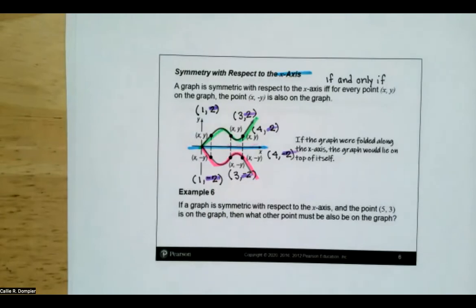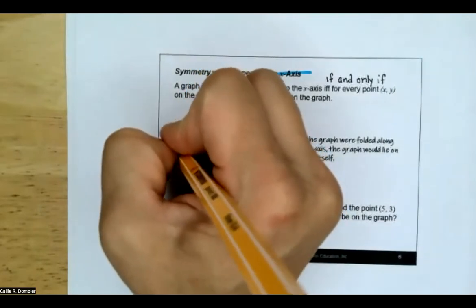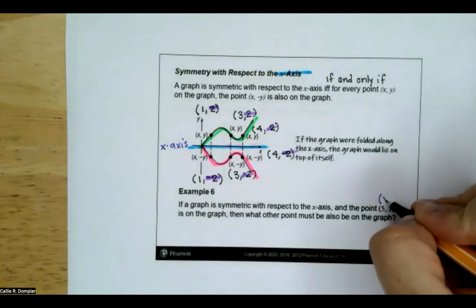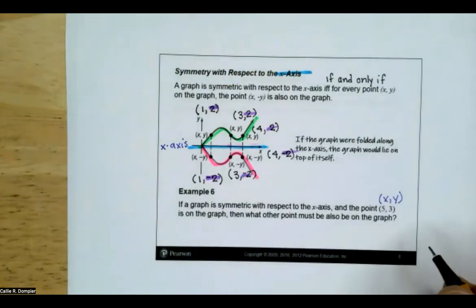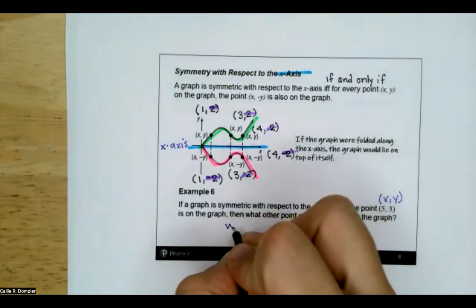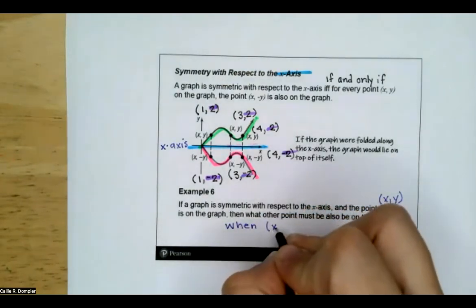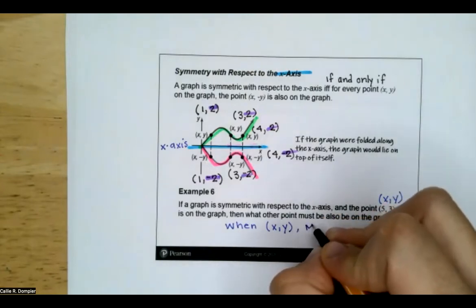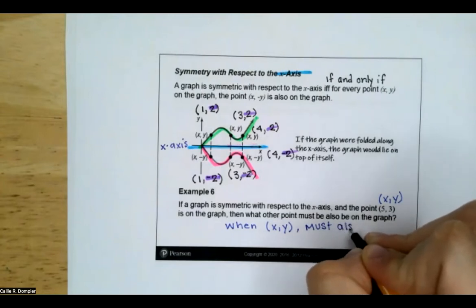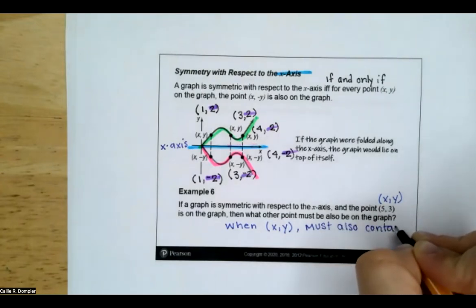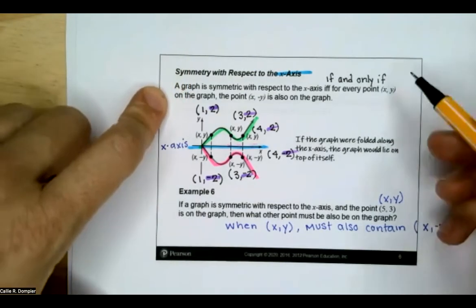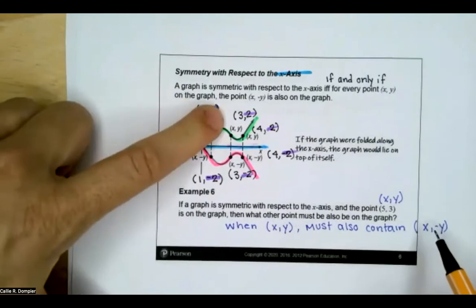Down at the bottom, it says, if a graph is symmetric with respect to the x-axis, because obviously this is the x-axis, and the point 5, 3 is on the graph, what other point must also be on the graph, right? And our rule is when or if xy is on the graph, it must also contain x negative y. That's what it says up here, right? For every point xy, we also have x negative y.